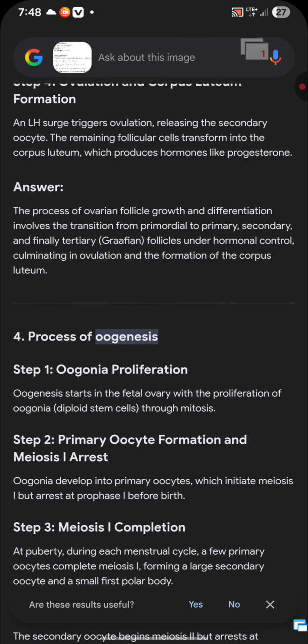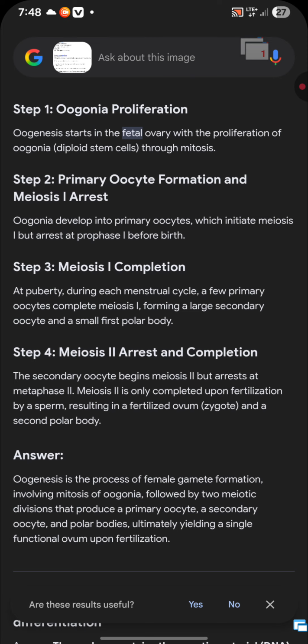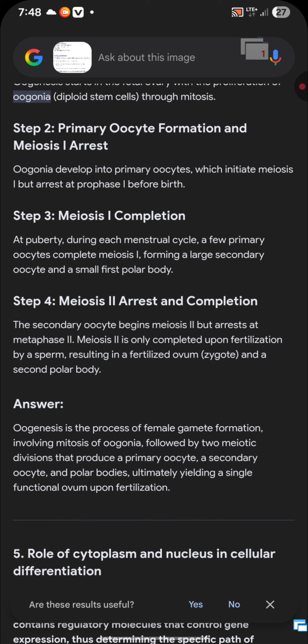4. Process of oogenesis. Step 1. Oogonia proliferation. Oogenesis starts in the fetal ovary with the proliferation of oogonia, diploid stem cells, through mitosis. Step 2. Primary oocyte formation and meiosis I arrest. Oogonia develop into primary oocytes, which initiate meiosis I but arrest at prophase I before birth. Step 3. Meiosis I completion.